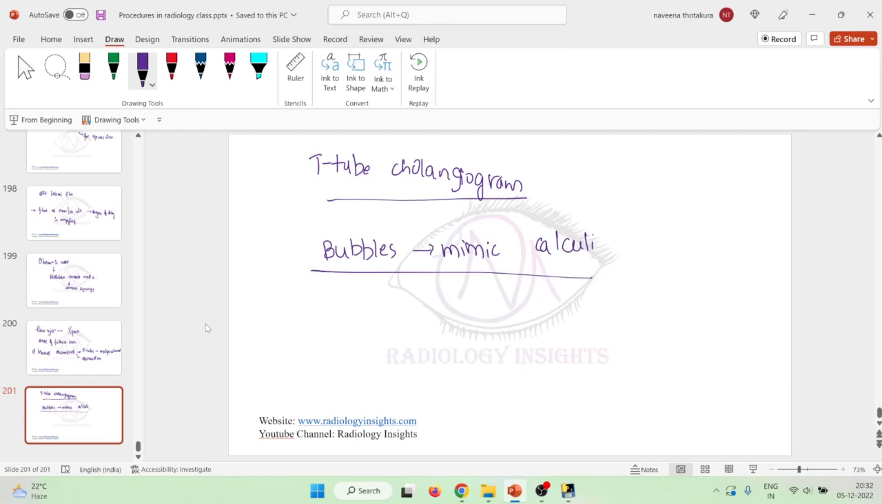To differentiate them, you can place the patient in Trendelenburg or semi-erect positions. You can either place the patient in Trendelenburg position, or you can place the patient in semi-erect position.